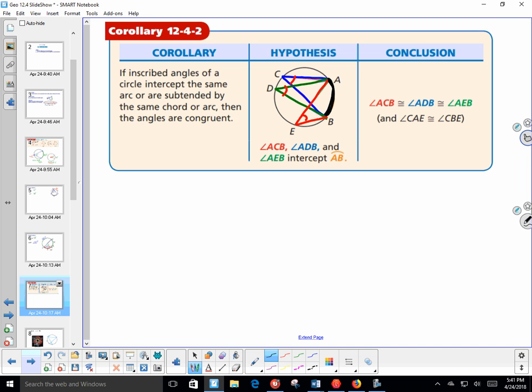So like if arc AB, for example, was, I don't know, 70 degrees, then all three of these angles would have to be the same. They'd all be 35 degrees, 35 degrees, 35 degrees. So that's what they mean by all the angles are going to be congruent. All right. Again, feel free to pause if you need to.